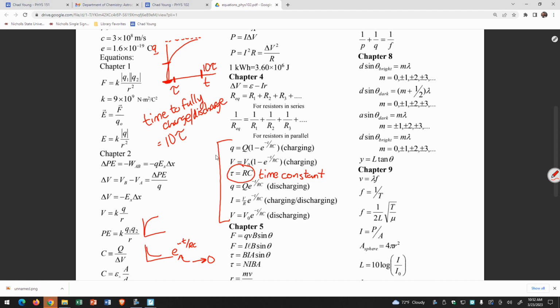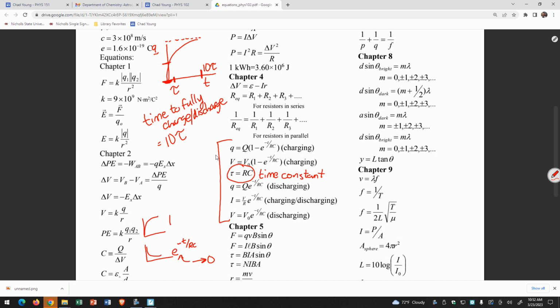Y'all remember limits from calculus? Y'all did limits? You did. In calculus? No, you don't. Okay, well, as you know, since it's a negative exponent, it's in the denominator. As that denominator gets big, it goes to 0.